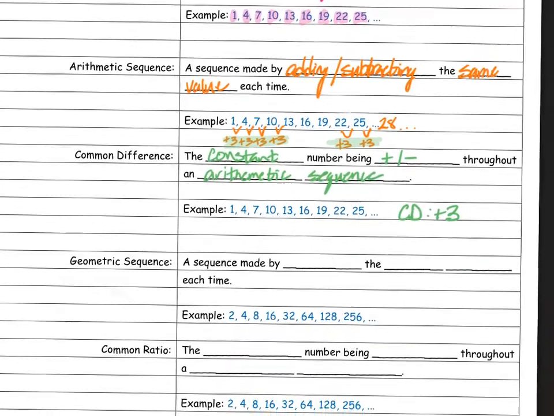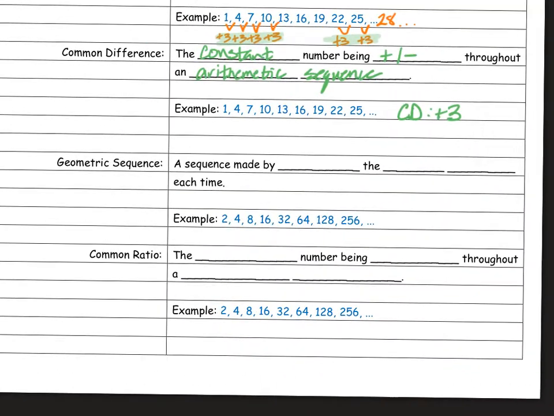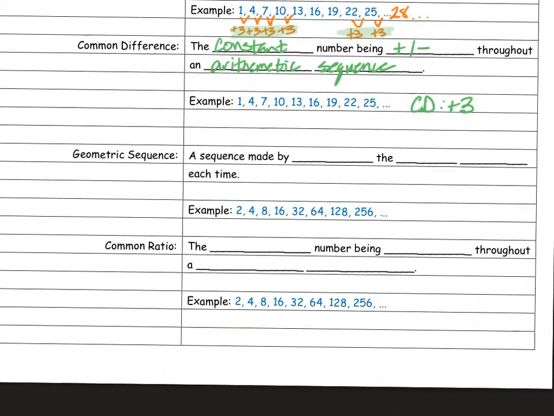Good job, you guys. We've got 2 more definitions to go. Now we're going to talk about a geometric sequence. Okay, a geometric sequence is made by multiplying the same value each time. So notice it wasn't multiply slash divide.